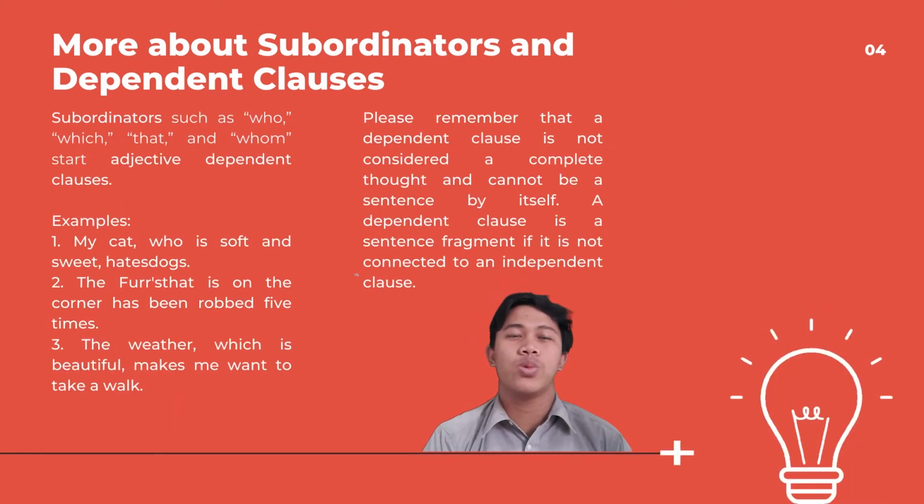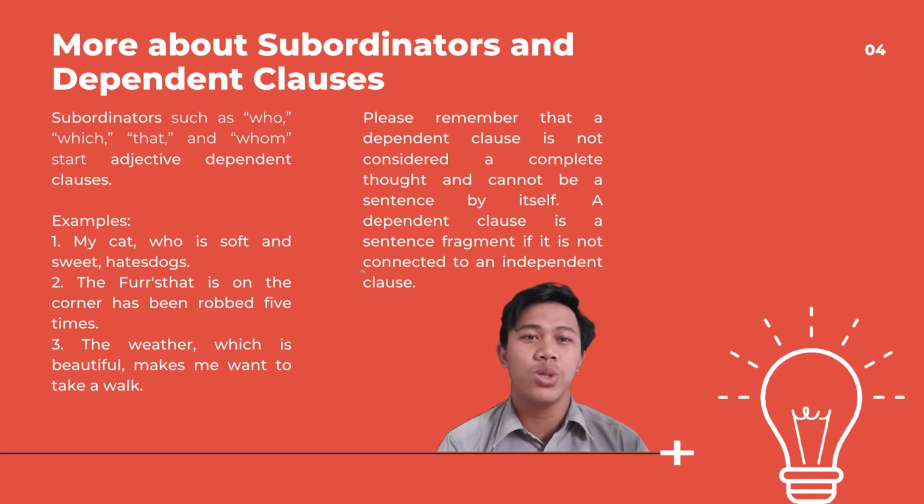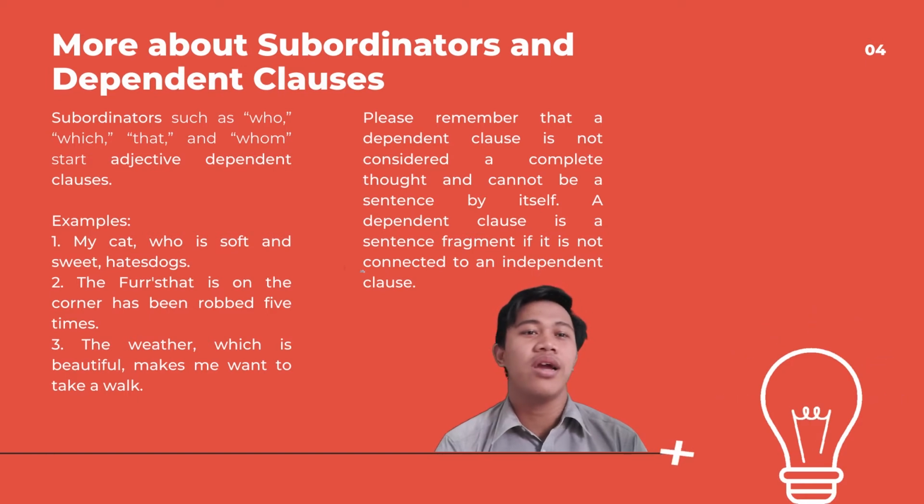Subordinators such as who, which, that, and one start an adjective dependent clause. Example: Number 1. My cat, who is soft and sweet, has a dog. Number 2. The house that is on the corner has been robbed 5 times. Number 3. The weather, which is beautiful, makes me want to take a walk.